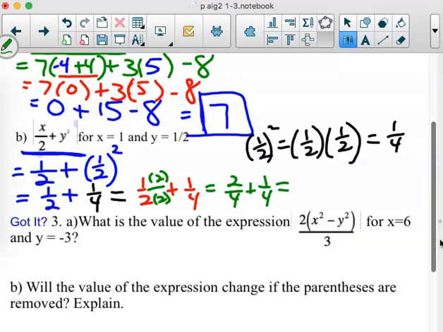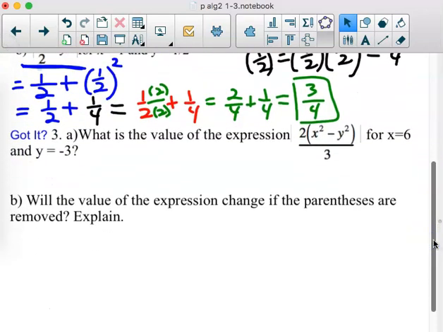But because I did that step, I now can put these two together because they have to have the same denominator, a common denominator. Common means the same. And now I can do the addition on the top because I know that 2 plus 1 is 3. So that's 3/4. Now we have the answer.